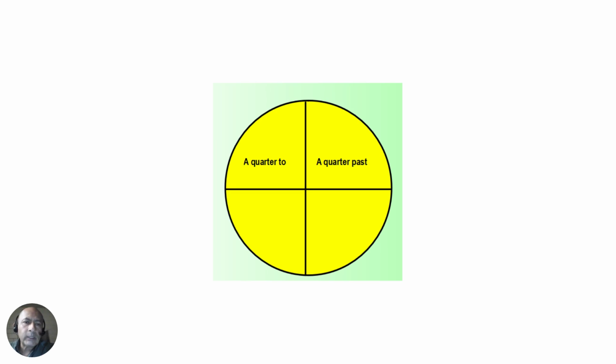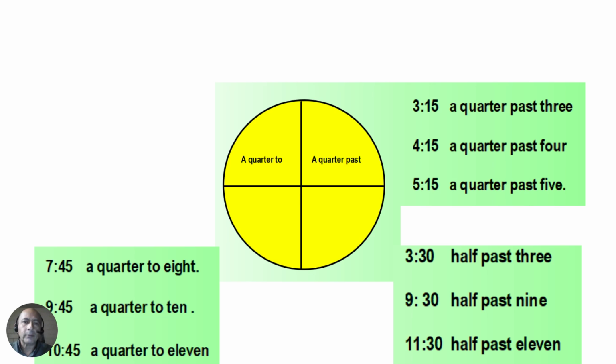As you can see here, we divide the clock in two parts when we are talking about 15 minutes. On this side, we are going to be using the word past, and on the other side, to. So if the hand is on this side, we're going to say to or past. Let's look at some examples.